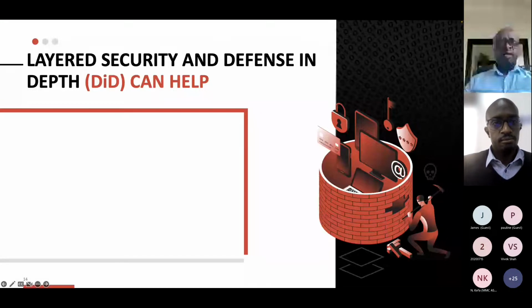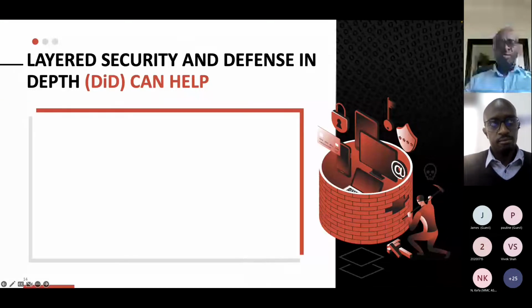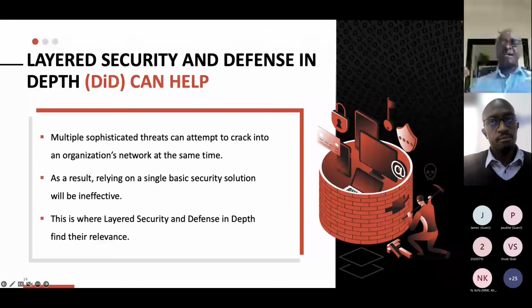So layered security and defense in depth, how can it help? The current threat landscape has advanced to a level where multiple advanced attack vectors are waiting to exploit vulnerabilities within applications, interfaces, networks, devices, traffic, and users to damage businesses. Relying on one business security solution will prove to be useless against sophisticated attack vectors such as this. So having various layers of security increases your chances of being able to protect yourself.